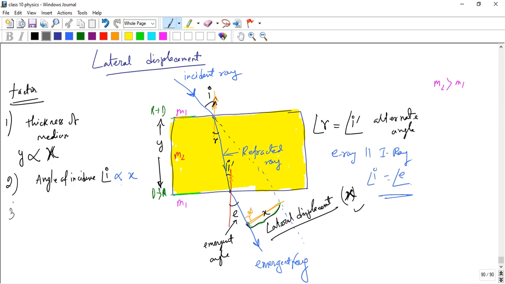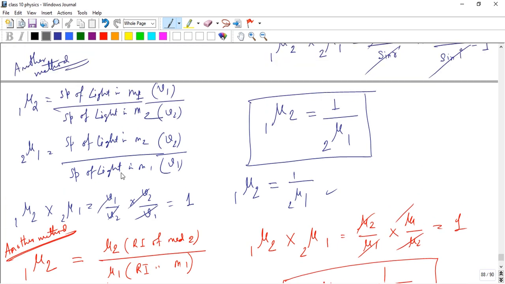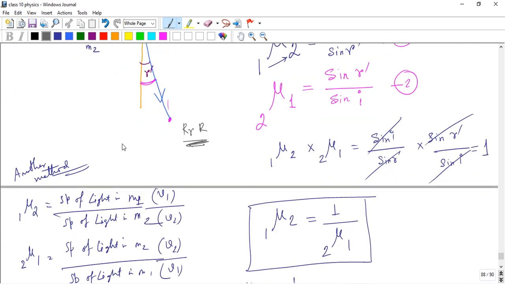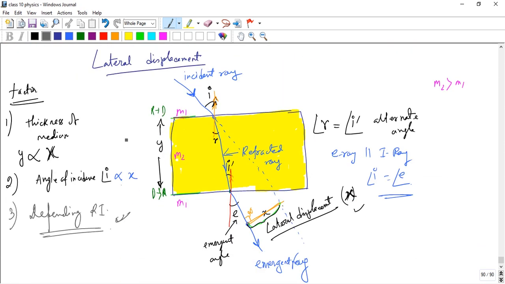Third, number 3 is the refractive index, RI. That's very important. If I consider violet and red rays, VIBGYOR, the lateral displacement is more for violet than red. X of violet is more than x of red.